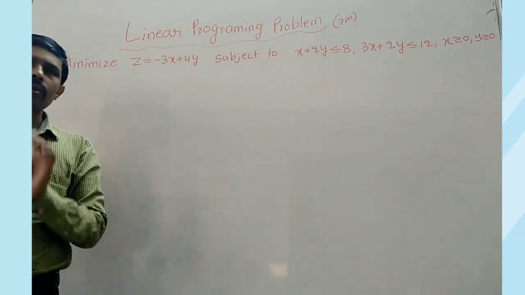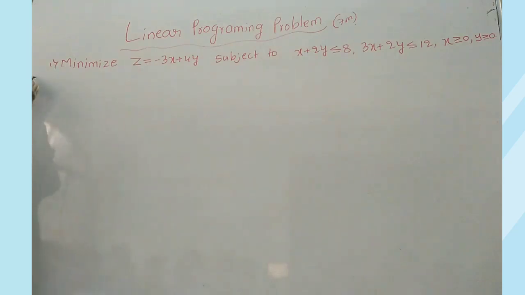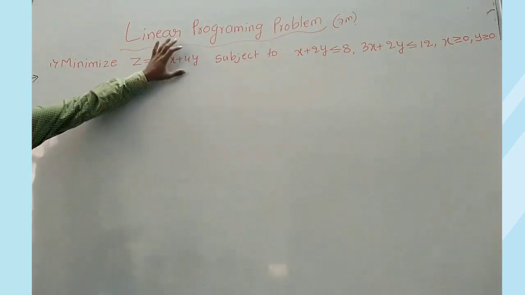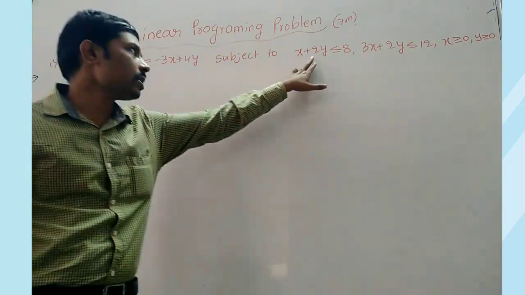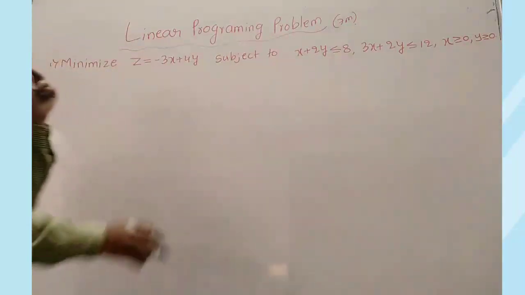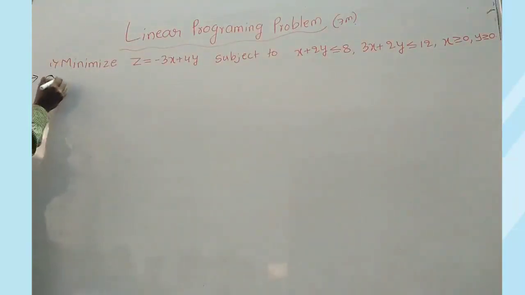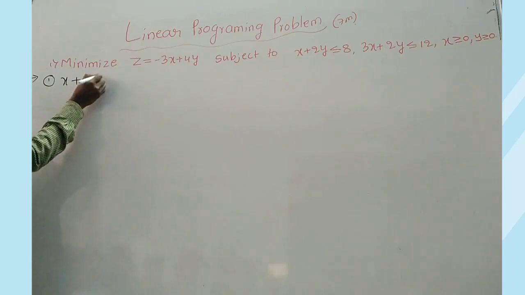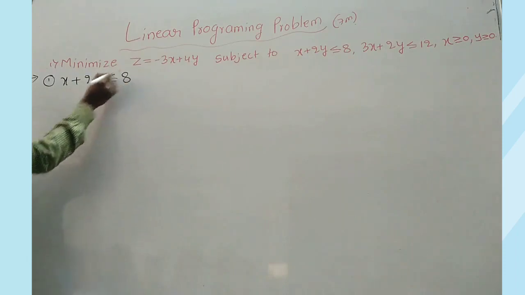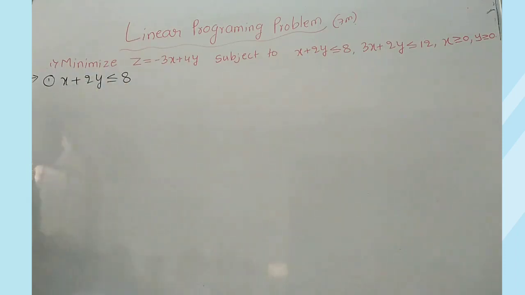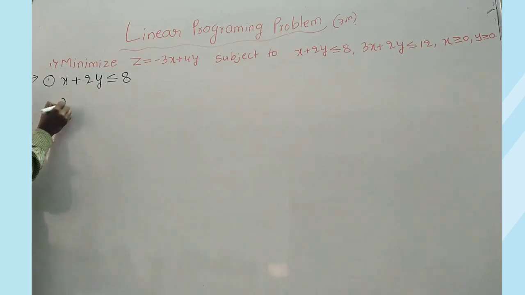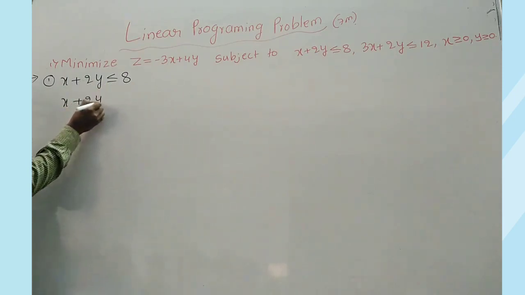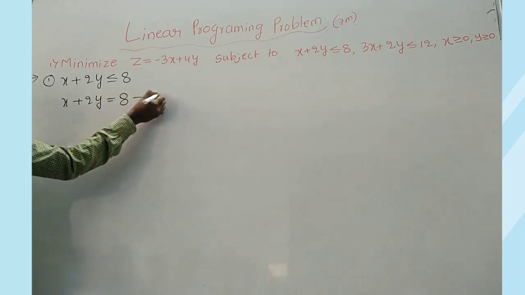Okay. So now the first step is, don't touch this function z. That we will touch later. Go for the first condition. What is the first condition? Yes, that condition I will consider. The first condition is x plus 2y less than or equal to 8. Now what we will do, students, is replace this inequality by equality. If I replace this inequality by equality, what will we get? x plus 2y equals 8. I will call this equation 1.